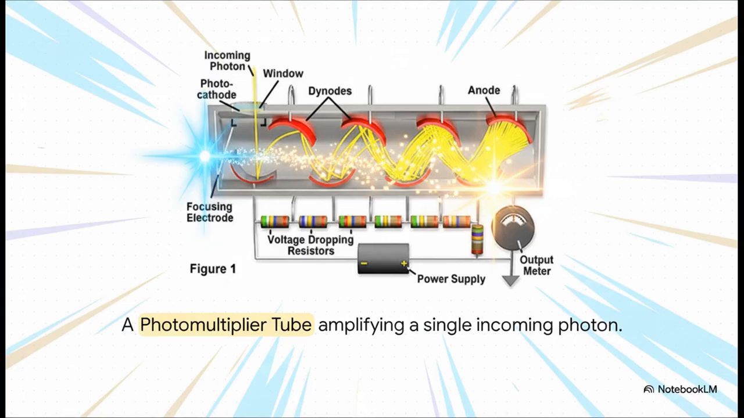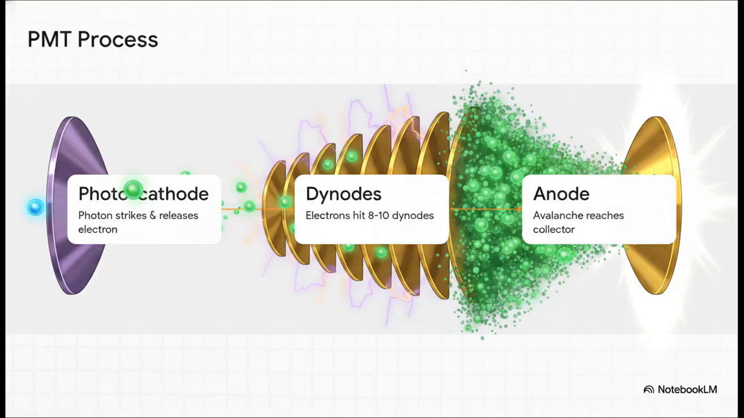But how exactly does it turn one tiny microscopic photon into a readable computer signal? It does it using this really ingenious cascading effect. Let's break it down. Step 1. Our lone incoming photon strikes a primary photocathode, knocking loose just a single electron. Step 2. That one electron is accelerated by a magnetic field toward a curved metal plate called a dynode.